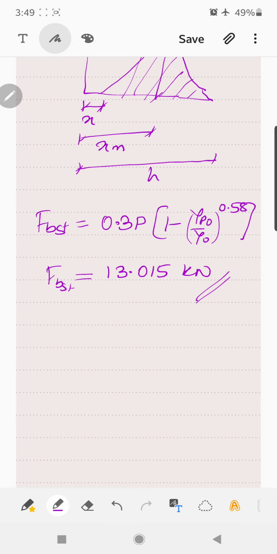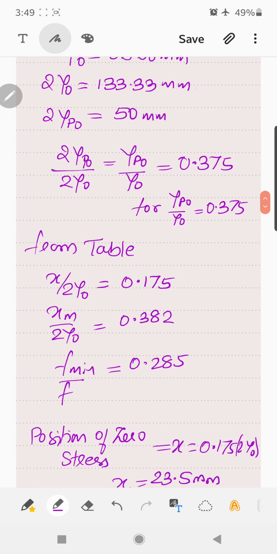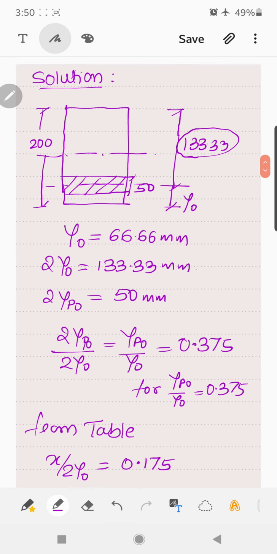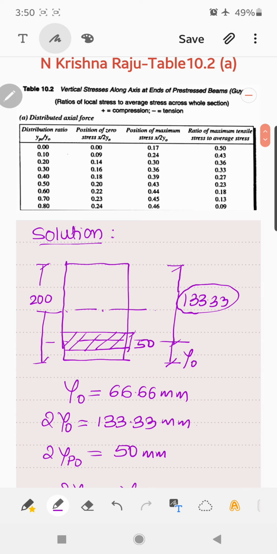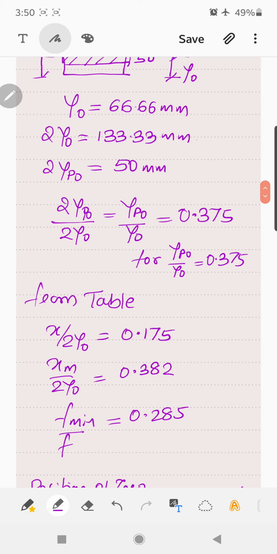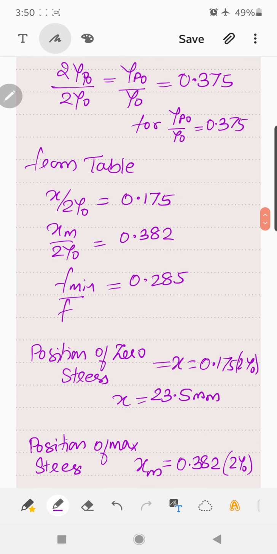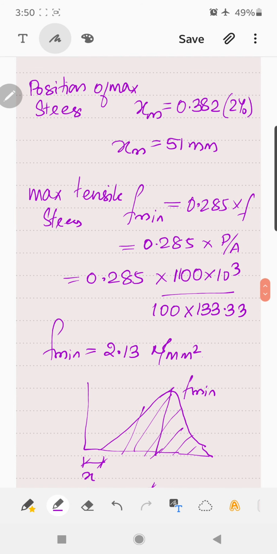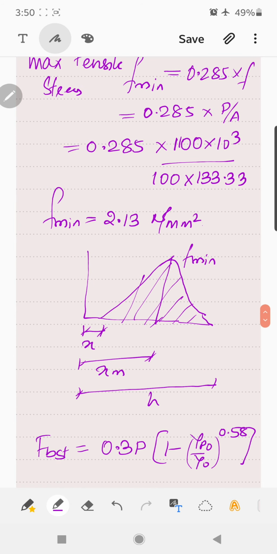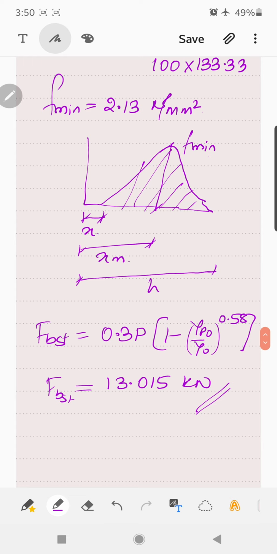So this is the end of the eccentric problem by Guyon's method. This problem is easier than Magnel's method, only thing is you require this table directly. If you know this table, interpolate the values and calculate x by 2 y naught, xm by 2 y naught, f minimum by f. So you can calculate the distance of zero stress, the distance of maximum stress, and the f minimum value, draw it and calculate the FBST by this formula. So, this ends the problem.